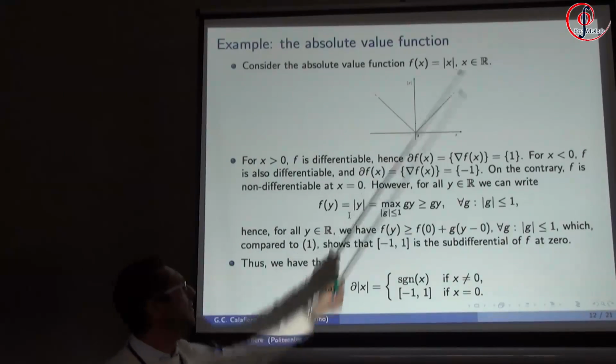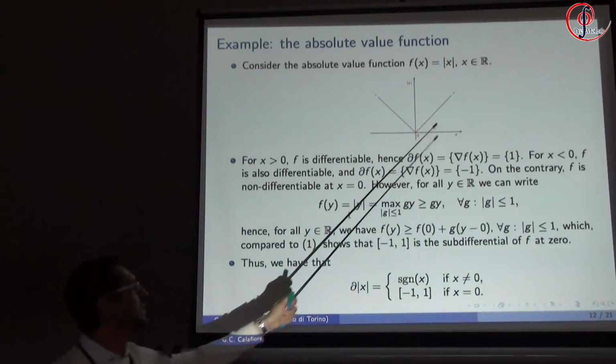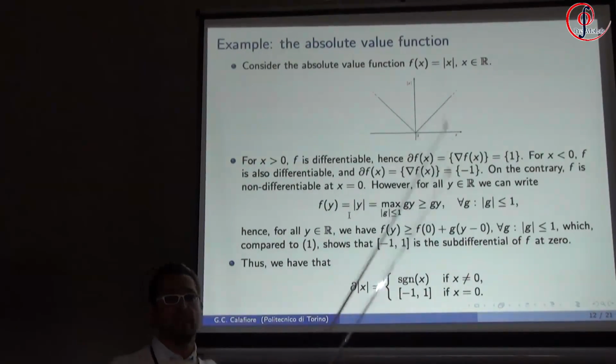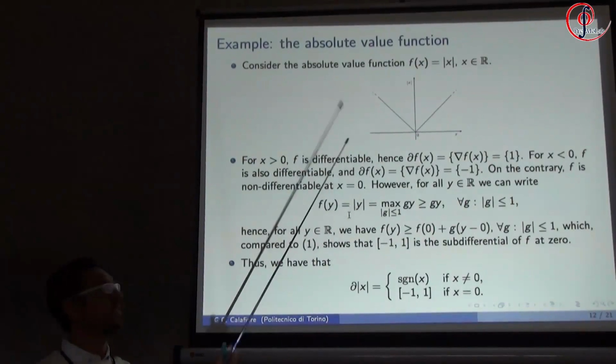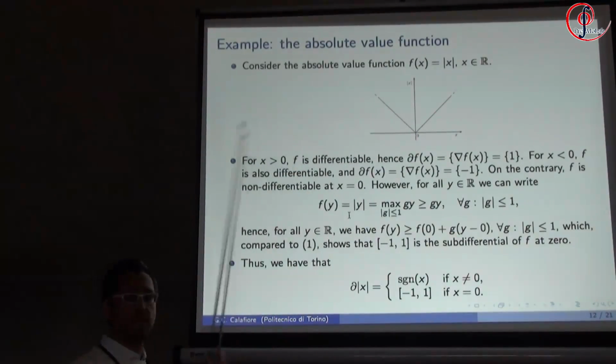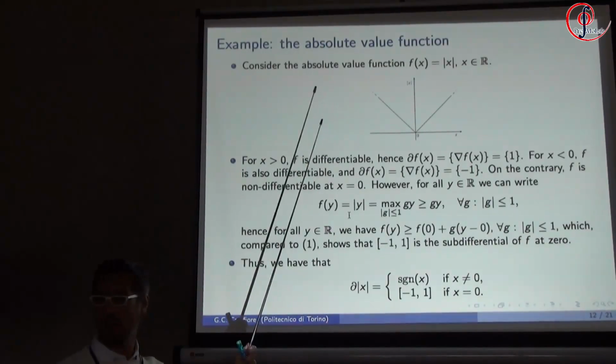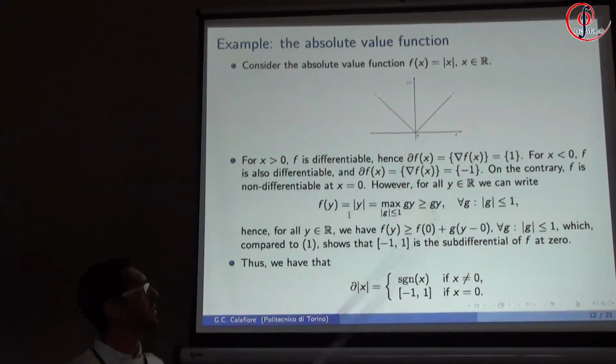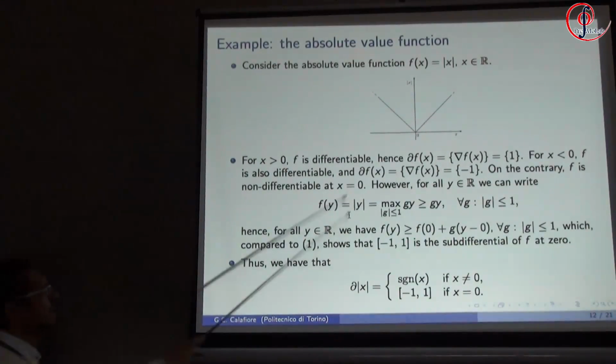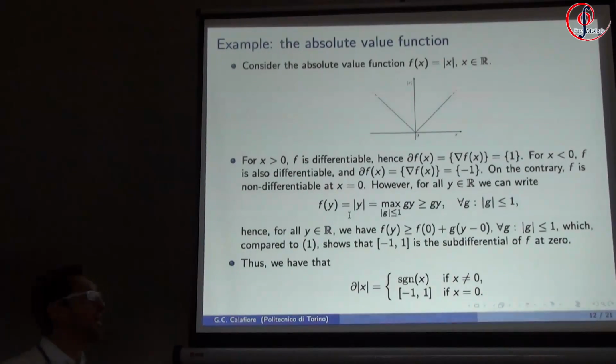This is the graph of the function, of course, and in this case the derivative is 1 for points that are strictly positive. It is differentiable for points that are strictly negative, and the derivative is -1. But when you are at 0, the function has a kink, so it's not differentiable at 0. Let us find the subdifferential of this function at 0.